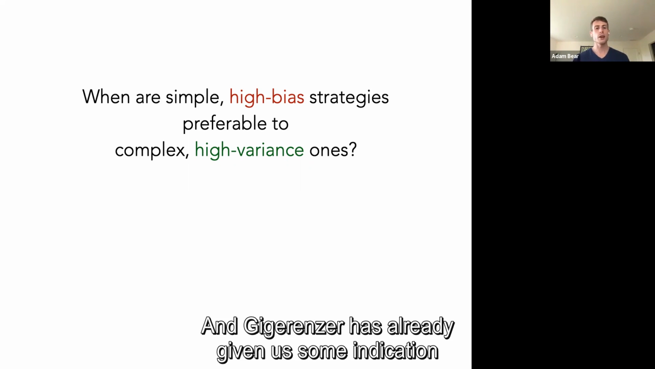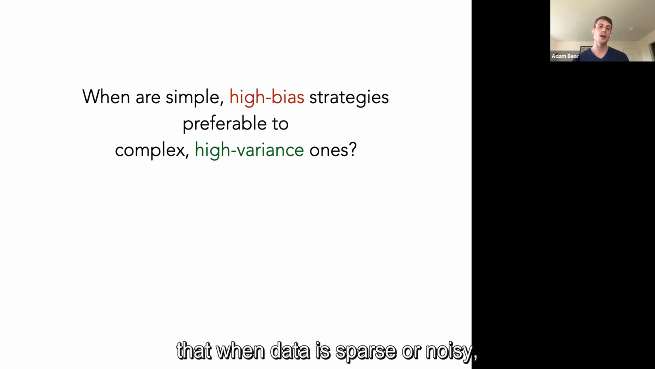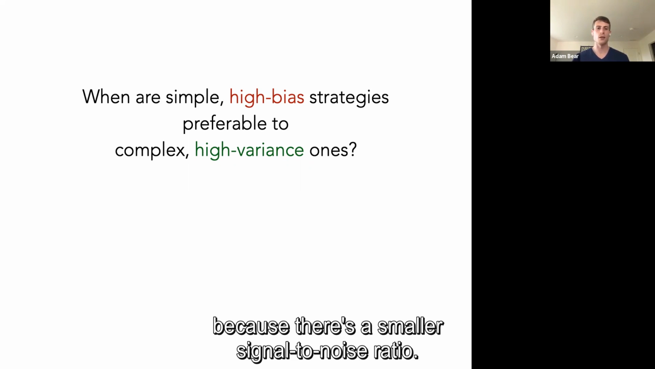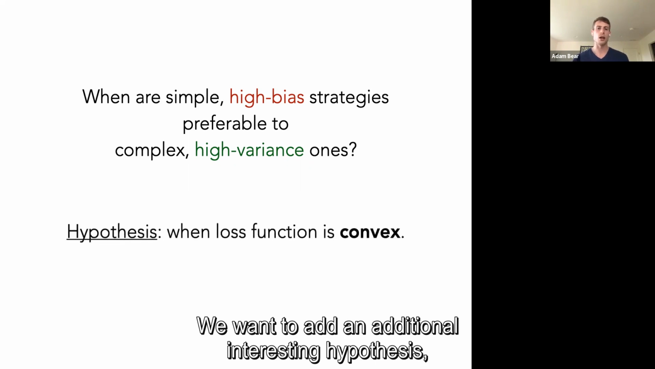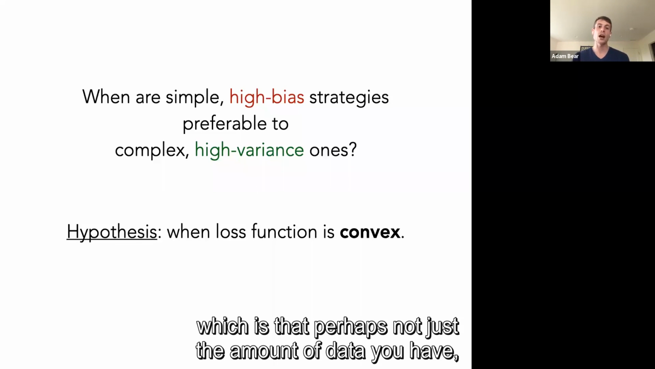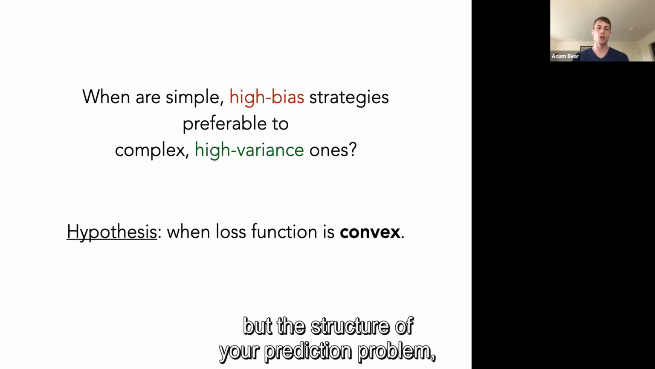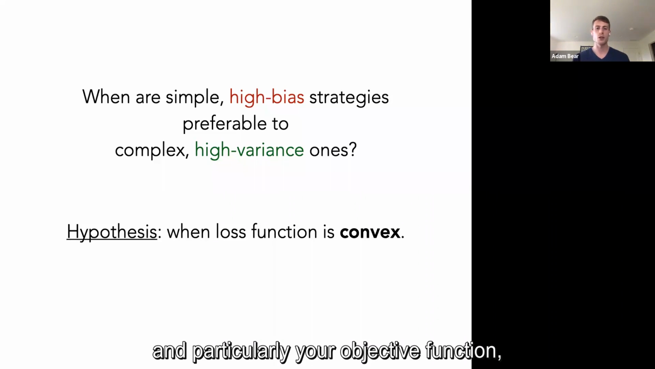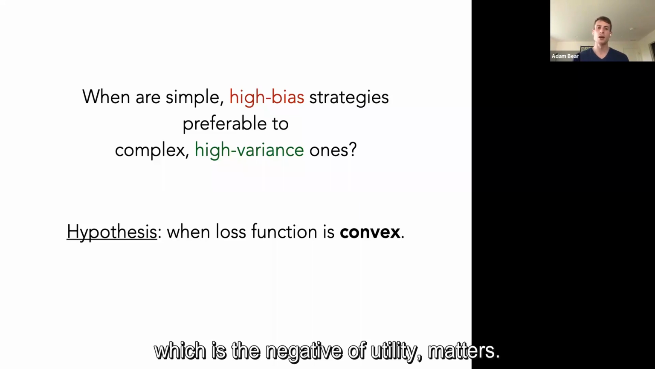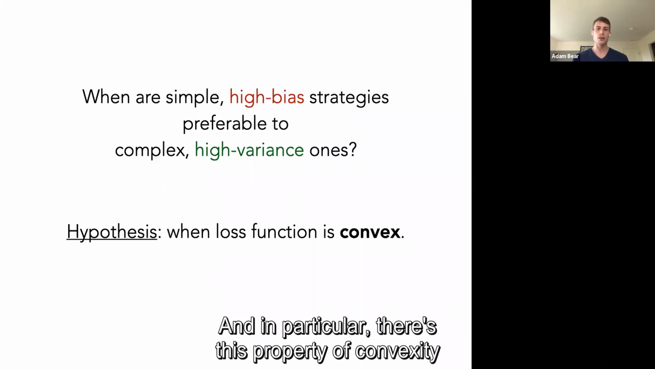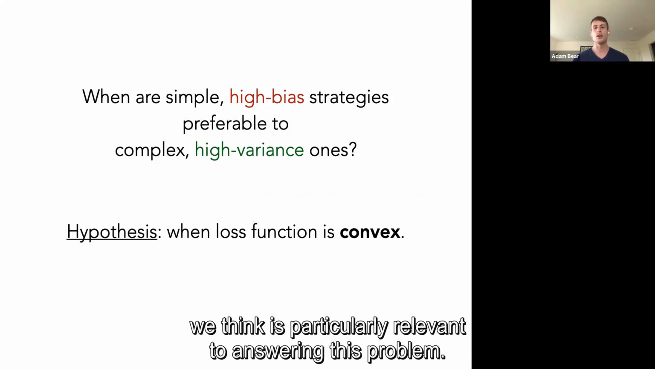And Gigerenzer has already given us some indication that when data is sparse or noisy, it makes sense to use heuristics because there's a smaller signal to noise ratio. We want to add an additional interesting hypothesis, which is that perhaps not just the amount of data you have, but the structure of your prediction problem, and particularly your objective function, which we'll refer to as the loss function, which is the negative of utility, matters. And in particular, there's this property of convexity we think is particularly relevant to answering this problem.